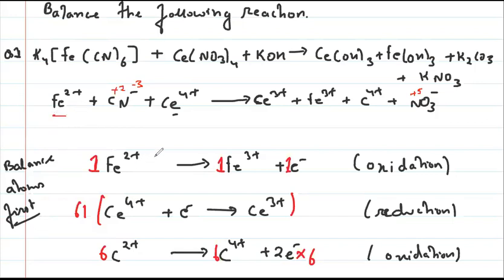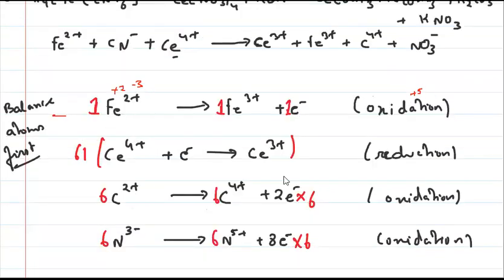Step 2. Just check step 2. Same. Write down the oxidation half reaction and reduction half reaction. Fe2+ will give Fe3+ plus electron. Ce4+ will take electron to form Ce3+. Carbon will lose electron. Nitrogen will lose electron. Okay, that's your second step. Got it?